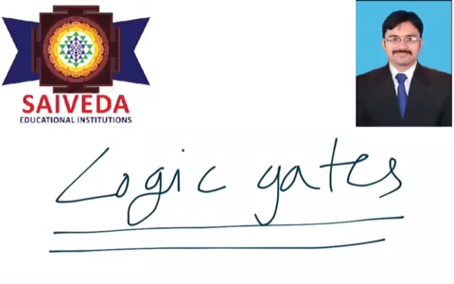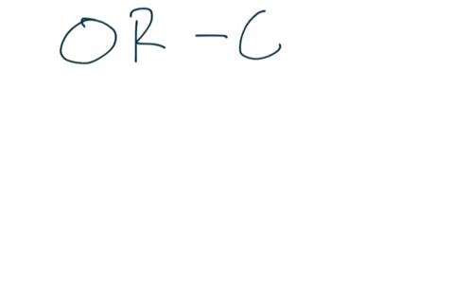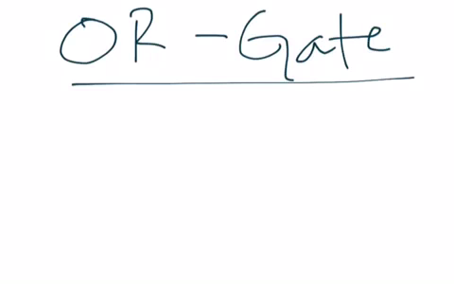Fine. Here I am starting logic gates with different gates. The first one I selected is the OR gate. What is this OR gate? This OR gate performs one logical operation. What is that logical operation? We will observe. Before entering into that, remember that this is the symbol of the OR gate.